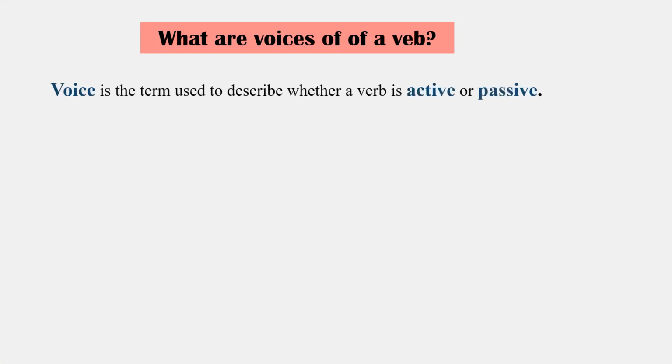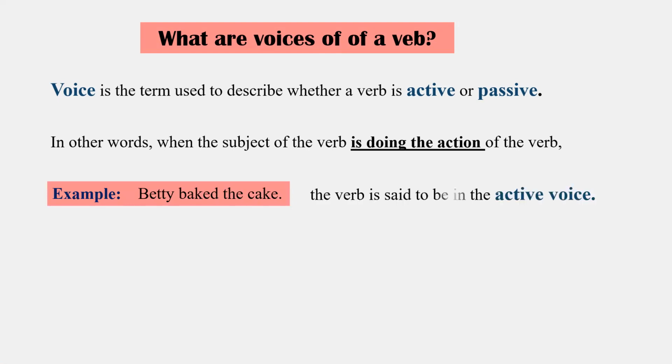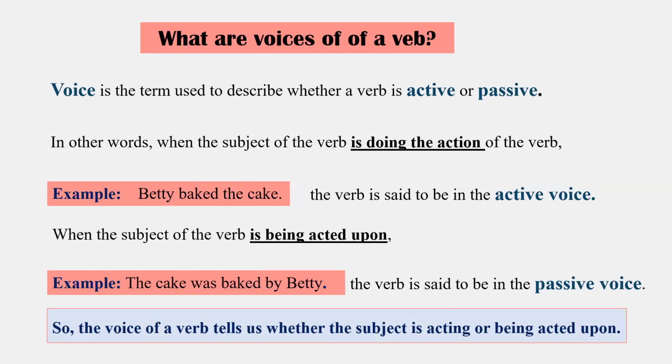Voice is the term used to describe whether a verb is active or passive. In other words, when the subject of the verb is doing the action of the verb, like in the example, Betty baked the cake, the verb is said to be in the active voice. But when the subject of the verb is being acted upon, which means it receives the action, like in this example, the cake was baked by Betty, here the verb is said to be in the passive voice. So the voice of a verb tells us whether the subject is acting or being acted upon.